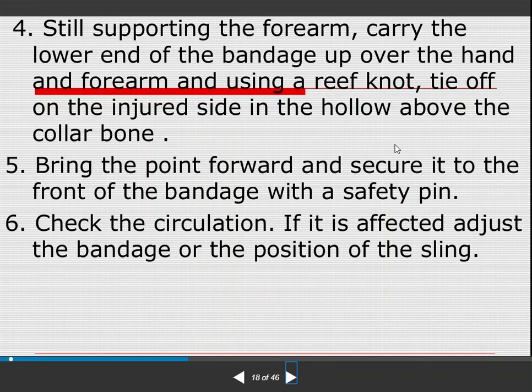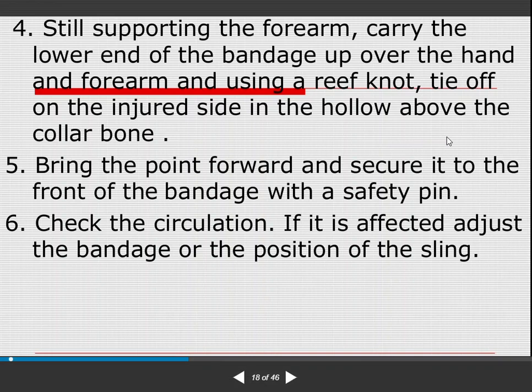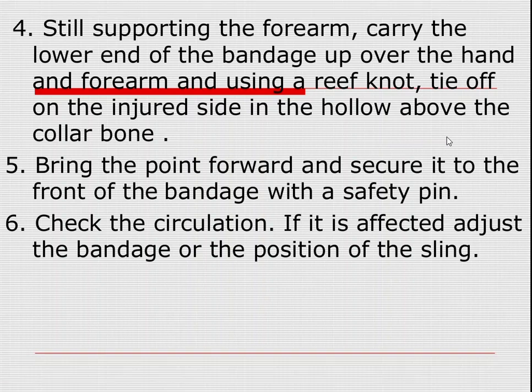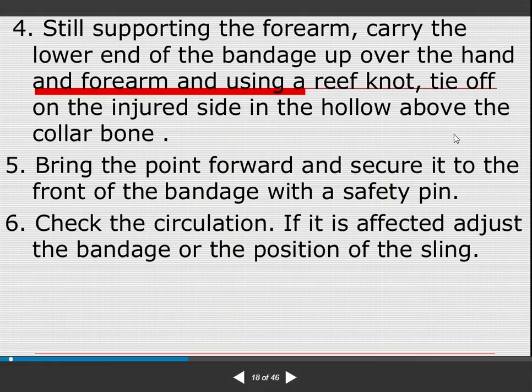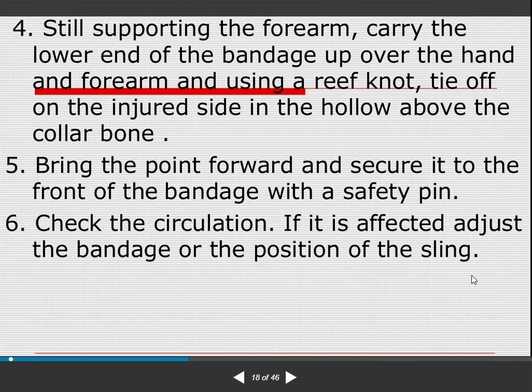Still supporting the forearm, carry the lower end of the bandage up over the hand and forearm and use a reef knot. Meaning the knot can be used to fix it. Tie off on the injured side in the hollow above the collarbone. Bring the point forward and secure it to the front of the bandage with a safety pin. A safety pin is used for securing. And check the circulation. If it is affected, adjust the bandage or the position of the sling. Circulation, we have already discussed how we can check it.